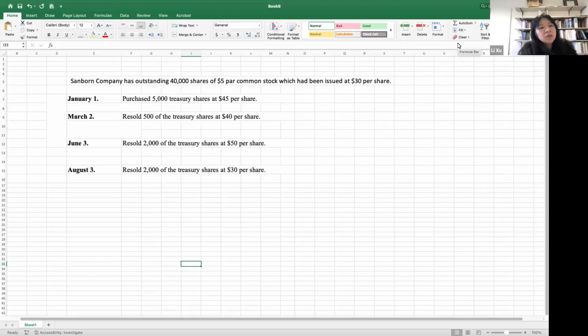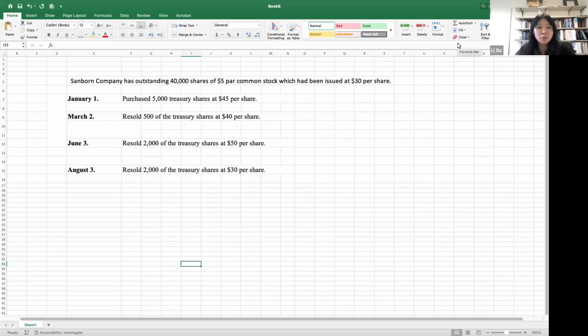Hi, this example shows you how to do the journal entries with treasury stocks. And I will highlight the key point you have to pay attention to related to treasury stocks. Treasury stocks purchase, we call it book value approach. What does that mean?